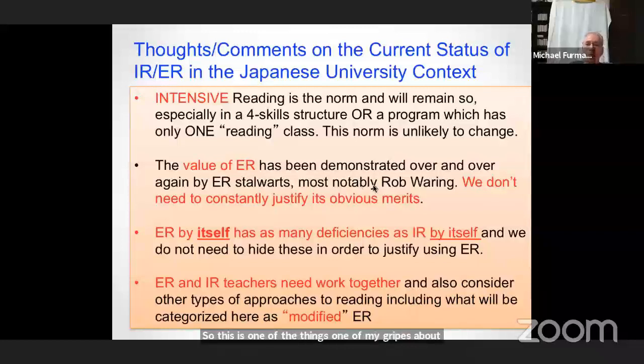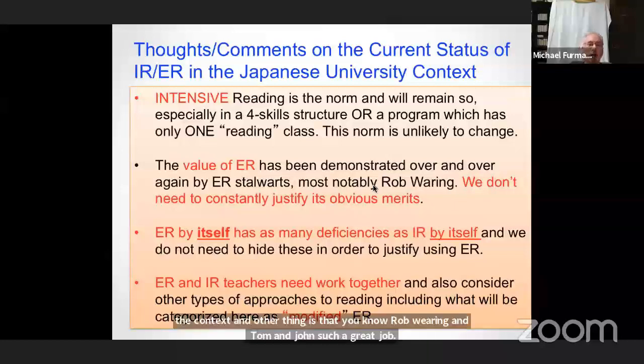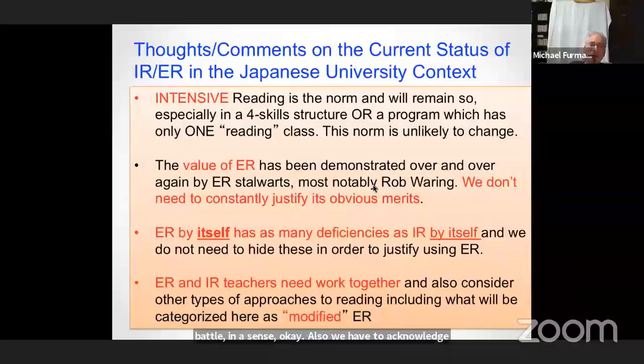Another thing is that Rob Waring and Tom have done such a great job. We don't really need to justify ER anymore. We've won that battle in a sense, okay? Also, we have to acknowledge that ER by itself has as many deficiencies as IR by itself. They both have their strong and weak points. And so we need to really work together. ER and IR need to really play nice. So that's really the context of this presentation.